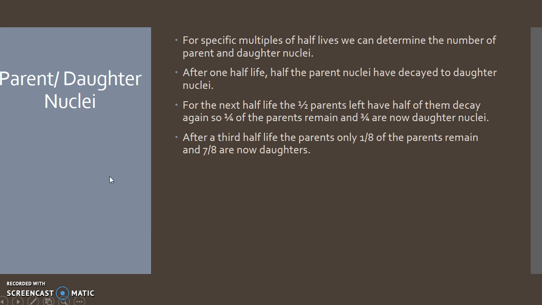For specific multiples of half-lives, we can determine the number of parent and daughter nuclei. After one half-life, half the parent nuclei have decayed to daughter nuclei. For the next half-life, half of the parents left decay again, so only 1/4 of the parents remain, and 3/4 are now daughter nuclei. After the third half-life, only 1/8 of the parents remain, and now 7/8 are daughters. So in other words, half of the number that's left turns into daughter nuclei.